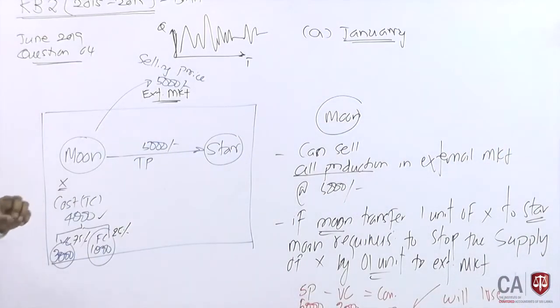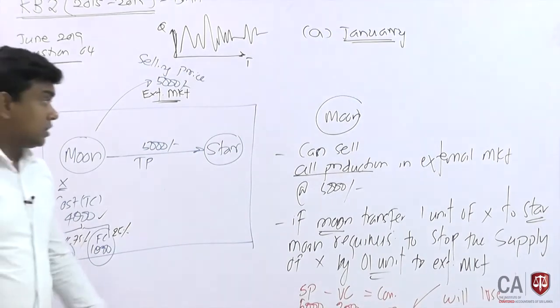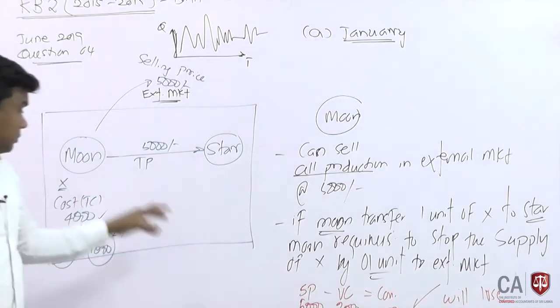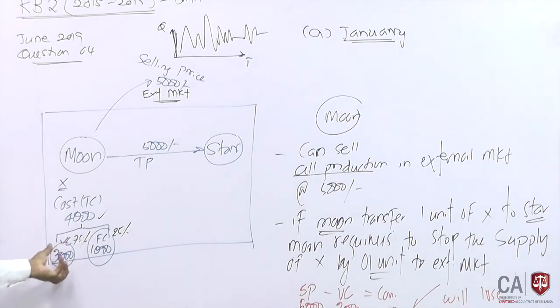Now try to understand the January scenario. Moon sells all the production to the external market. If Moon decides to transfer 1 unit to Star, they cannot sell that unit in the external market. If so, they will lose this 2000. Clear? That is the opportunity cost. Therefore, if Moon supplies 1 unit of X to Star, Moon should charge their variable cost plus the opportunity cost. Is that clear? Therefore, the best transfer price would be 5000.